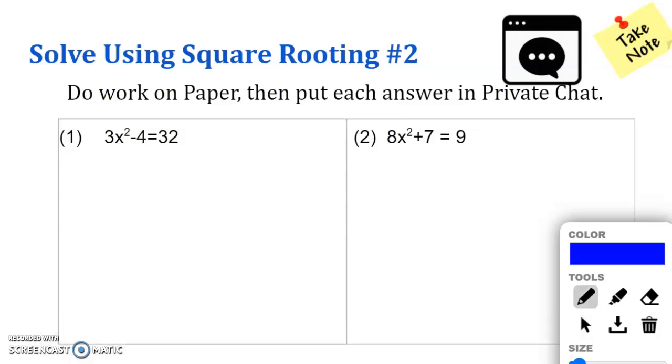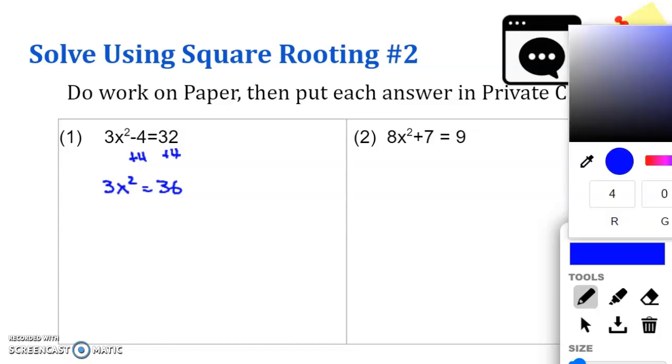So again, I need to get rid of this 3, and I need to get rid of this negative 4. I always get rid of adding and subtracting first, so I add 4 to both sides, and that leaves me with 3x squared is equal to 36. Okay, now I don't take a square root at this point, even though 36 is a perfect square. I need to divide both sides by 3 first, and that leaves me with x squared is equal to 36 divided by 3, which is 12.